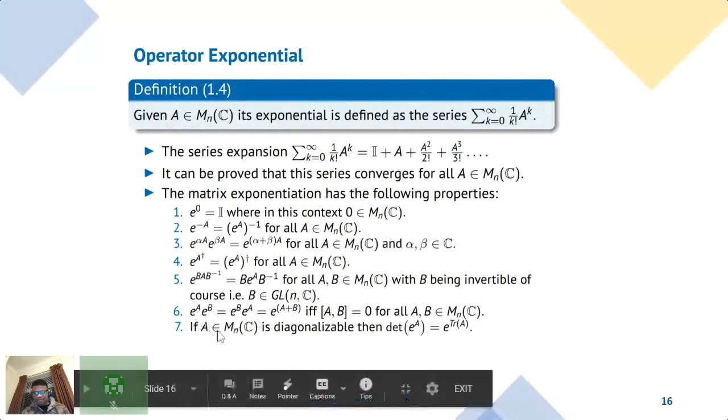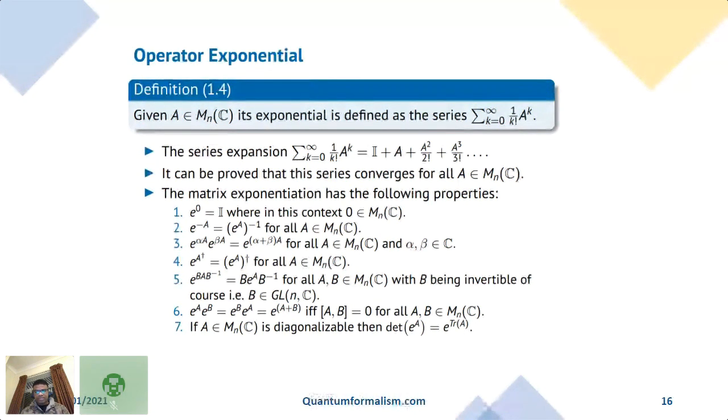And this one also: if A is diagonalizable, then the determinant of the exponential of A equals the exponential of the trace of A. Well, this is a real number. You know how to calculate the exponential of a scalar, so it's not a big deal.